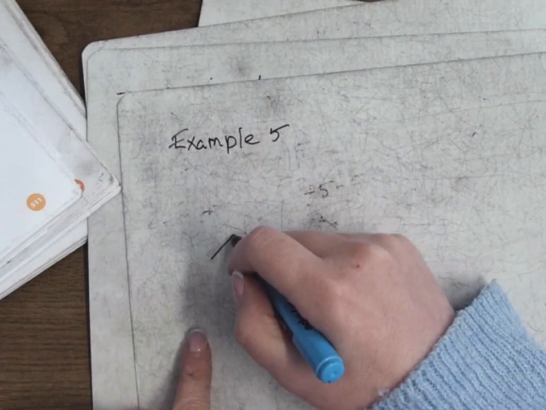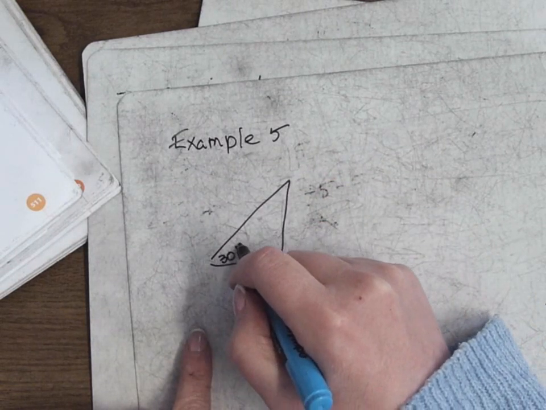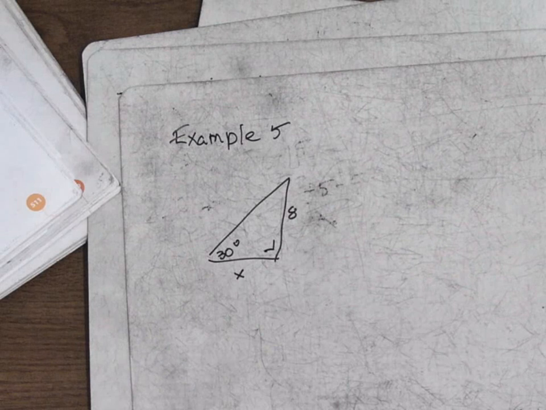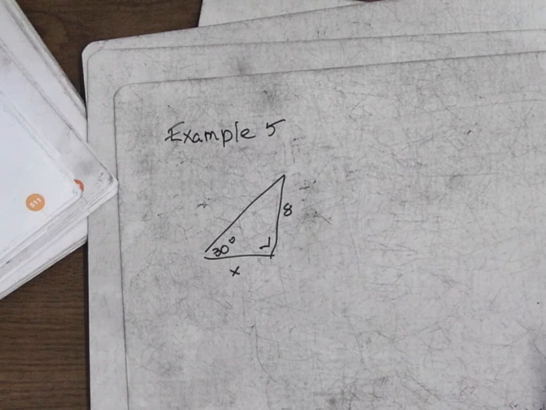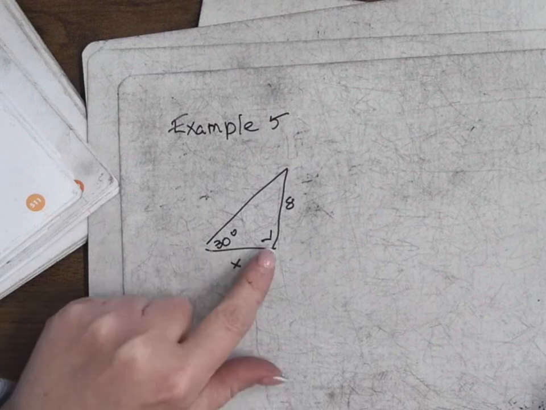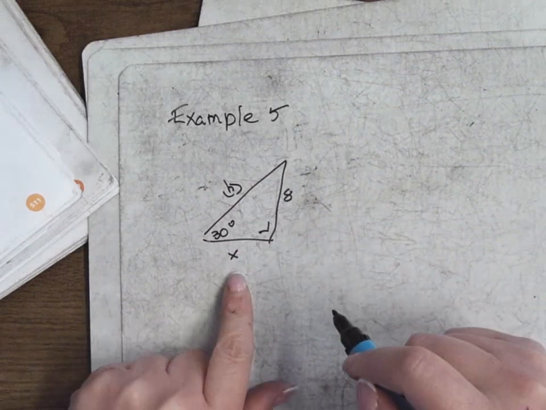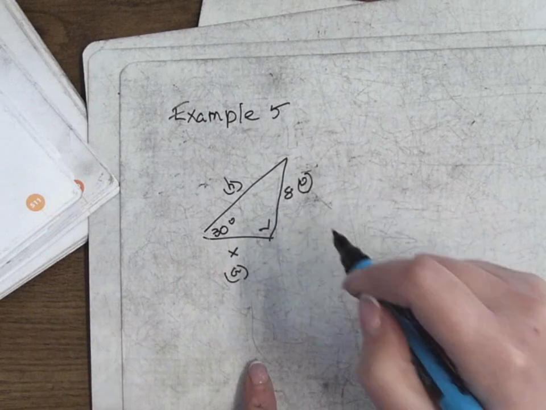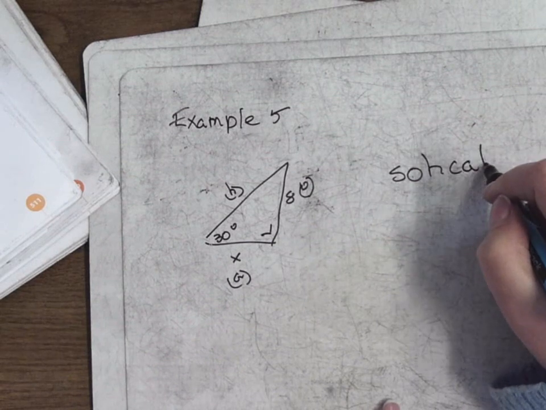Right, okay, so here we go. So this is 30, this is 8, and this is x, and this is my right angle. Okay, so again, the question is find x. Opposite the right angle is the hypotenuse, this is the hypotenuse. What I call x? Adjacent. And that leaves me with opposite for 8. Okay? So then you write down Soh Cah Toa.